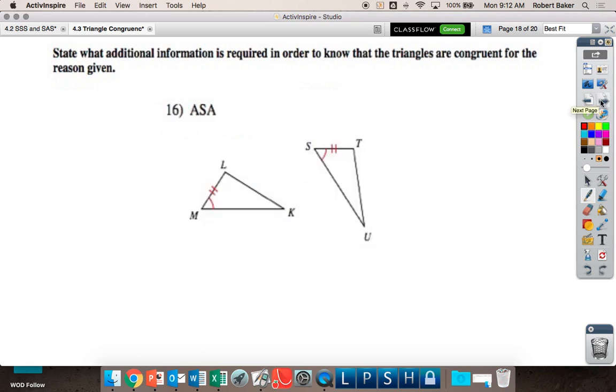Alright, last one. The angle side angle shortcut. What other angle do I need? What's that? Which angle? You can cheat on this one. Angle L and angle T.